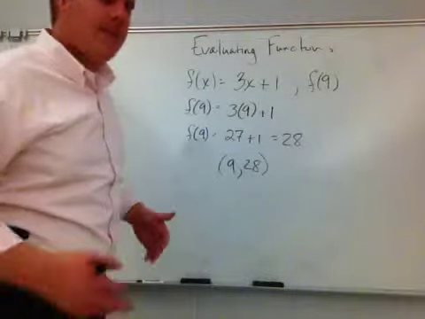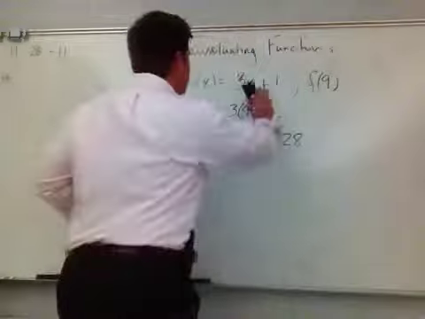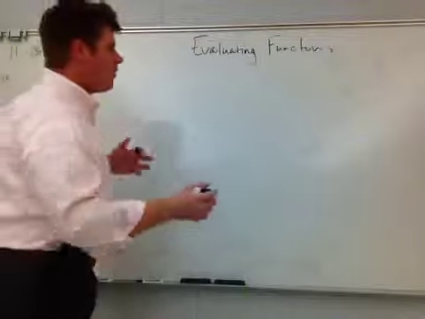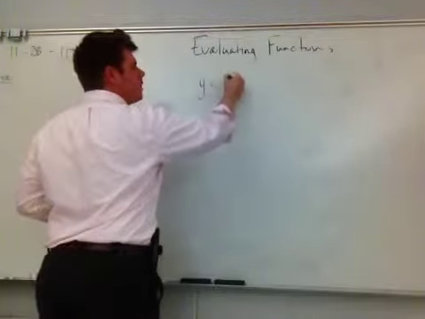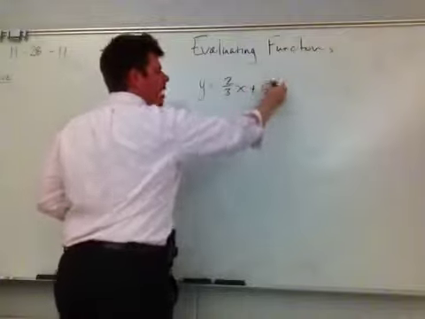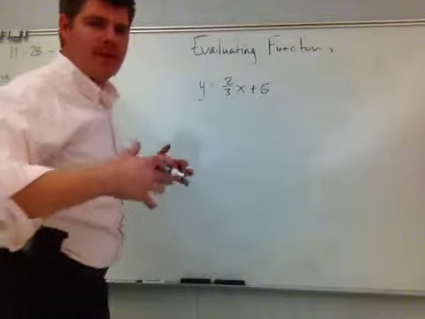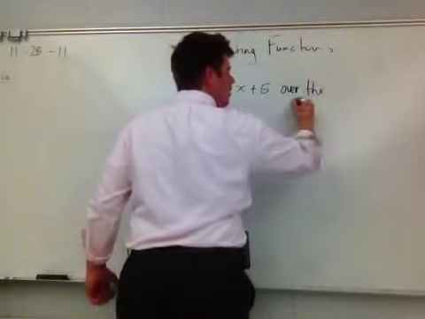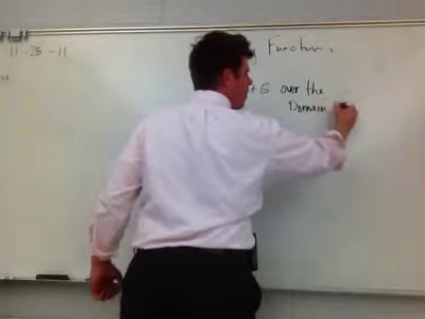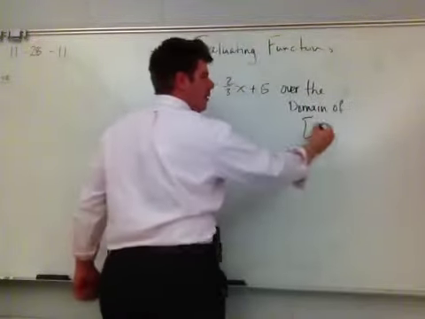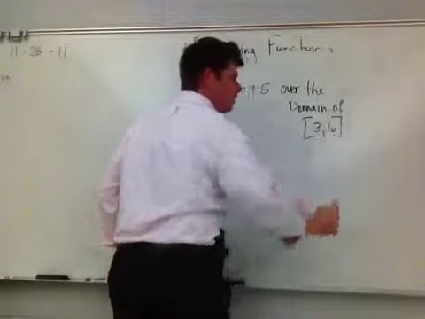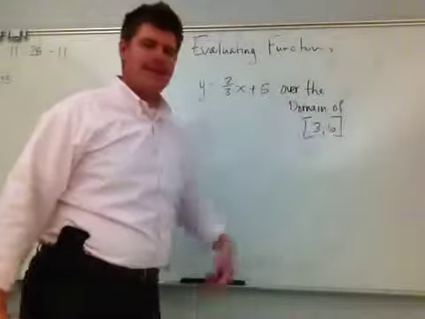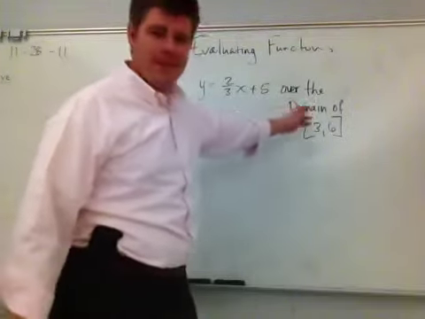I am now going to continue on with another type of function. And the idea is, what happens if I had written this as y equals 2/3 x plus 5, and now I'm going to write it over a certain domain. So I'm going to write over the domain of, and in brackets here, I'm going to put 3 and 6. So what this is asking you to do is, if it says over the domain of 3 and 6, remember that domain just means x values.